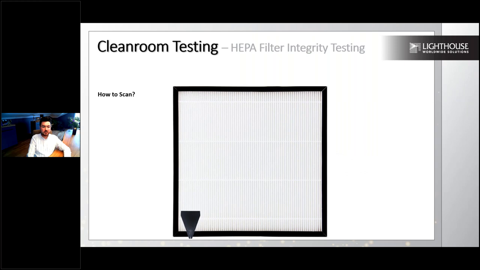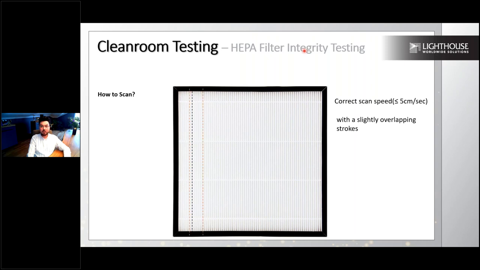If everything is okay, you will be starting your scanning with the correct scan speed, 5 cm/s. And once you're done, we're expecting you to have slightly overlapping strokes. Here you can see the area between this red and the black. This is the overlapping stroke. And then when you find a leakage at any point, here in our example the leakage is here, you'll stationary move your probe in this area and locate the position.